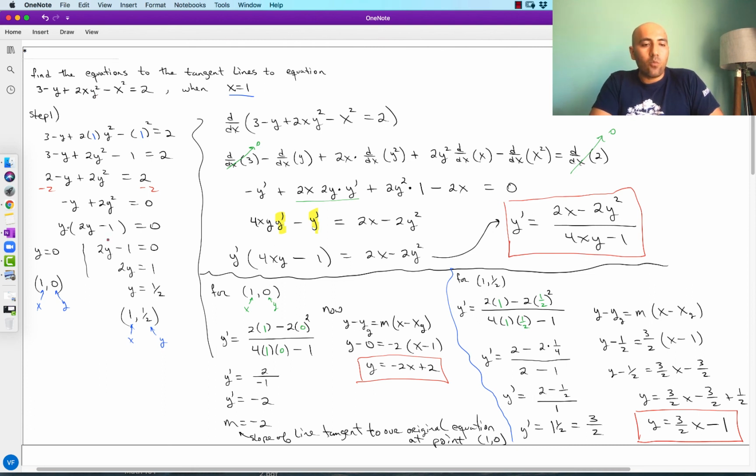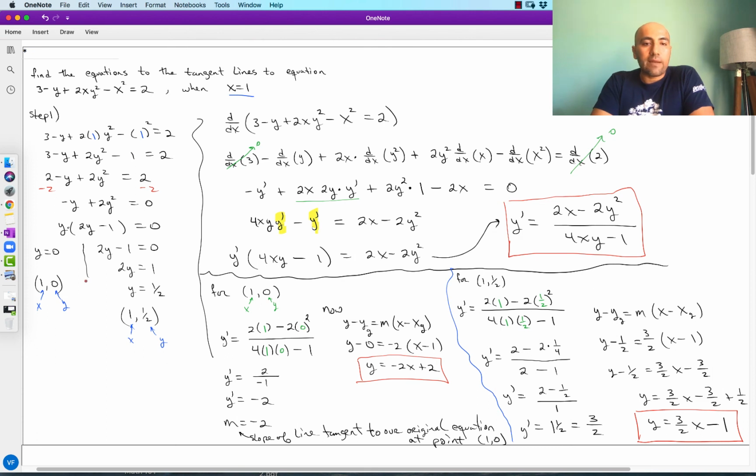Okay, so we found them. One ordered pair was (1, 0). The other ordered pair was (1, 1/2). Once we have that, next we have to find the derivative of our function, because we need to figure out the slope of the tangent line at those points. So we start taking derivatives. We use implicit differentiation. So we worked it all out, and we found the equation of the derivative. Notice that when we do implicit differentiation, we end up with an equation that requires both x and y in order to figure out that derivative, right?